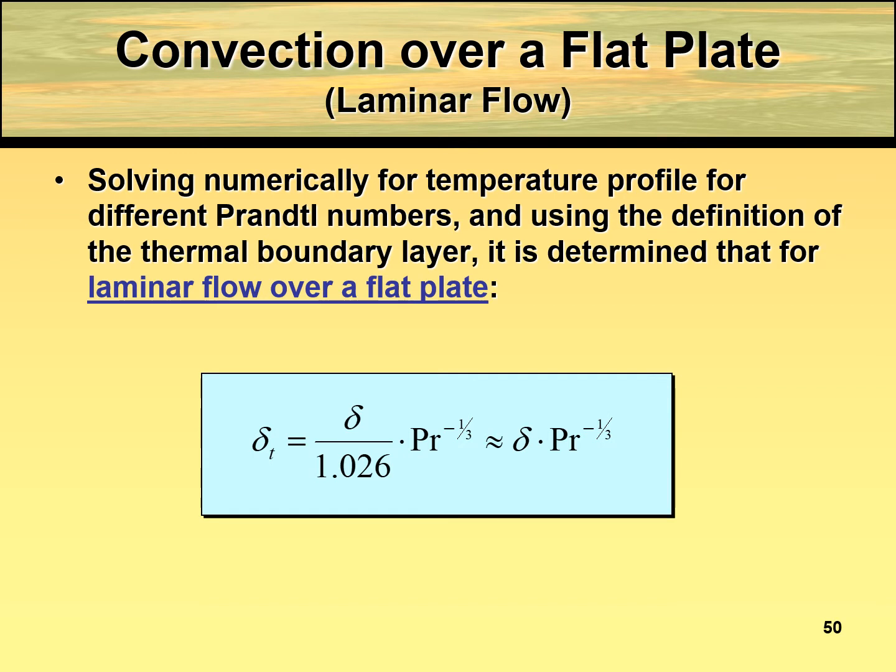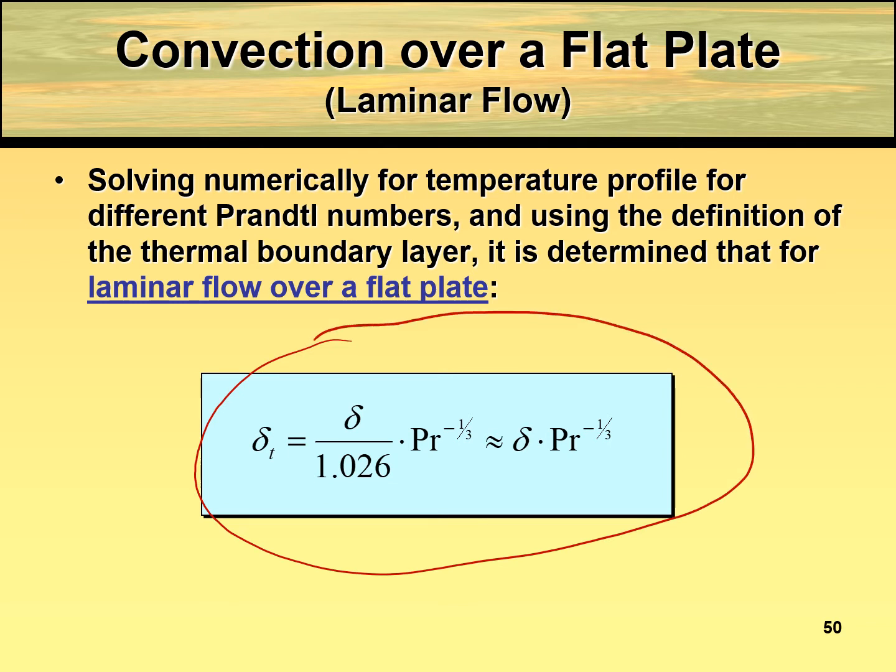So by using the velocity boundary layer, we can calculate the thermal boundary layer, okay, for the laminar flow region conditions, where the thermal boundary layer is given by these equations.